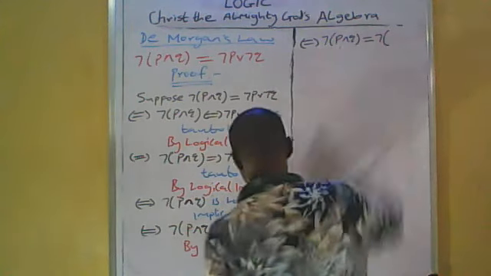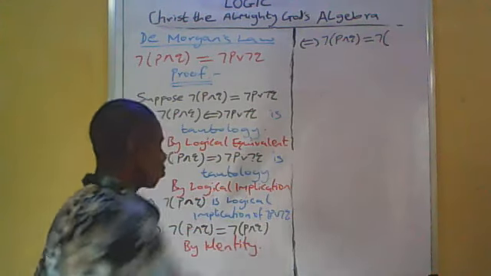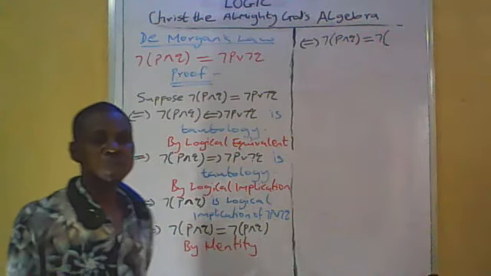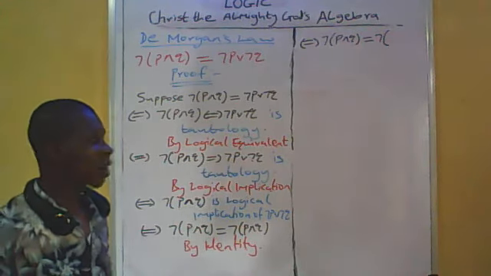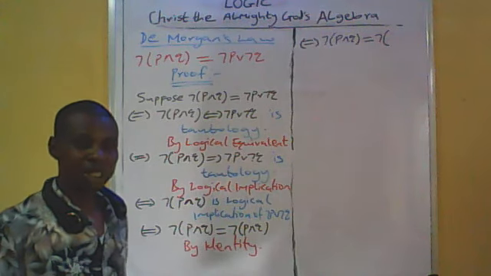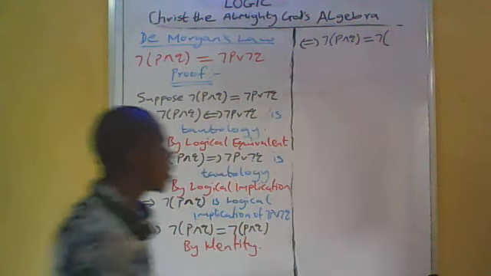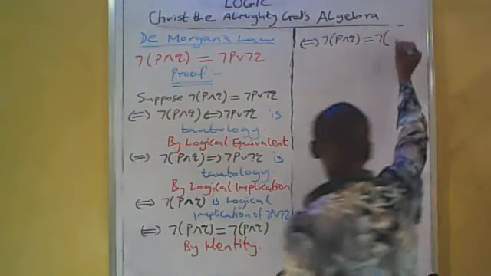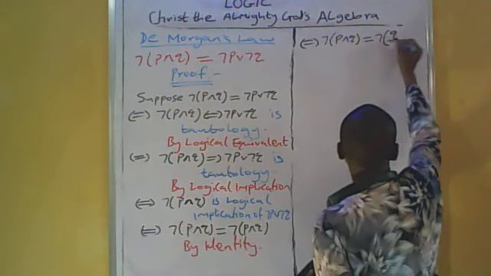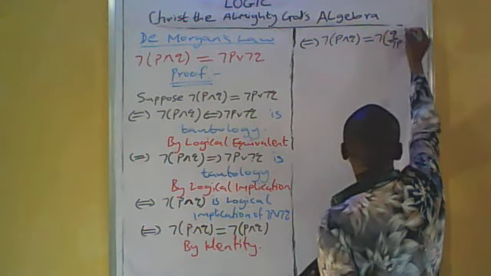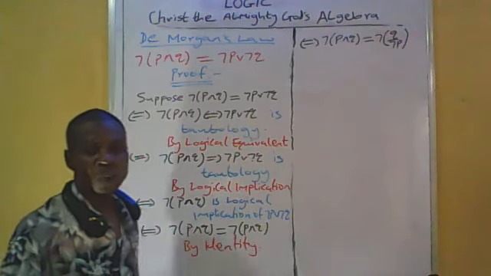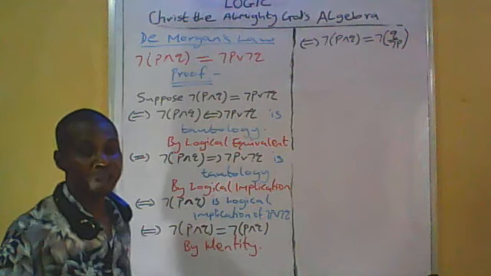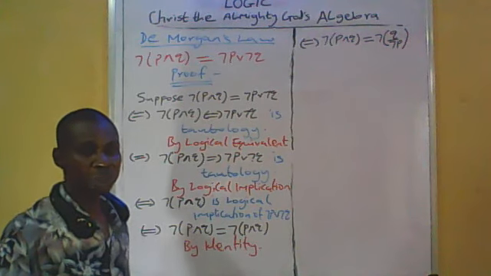Now we are going to transform this statement P and Q to a conditional statement by Christ Almighty God's grace. That means we are going to have Q upon not P. We have now transformed it to a conditional statement using Christ Almighty God's grace.